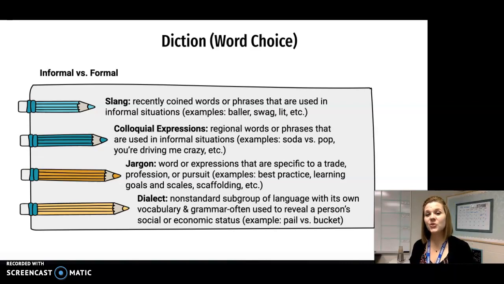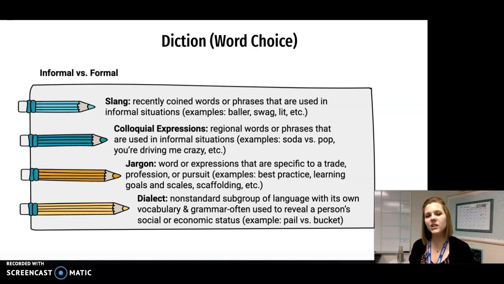You might also choose to include colloquial expressions, or regional words or phrases that are used in informal situations. Examples would be using soda versus pop, or phrases like, "You're driving me crazy." You could choose to include jargon, or words or expressions that are specific to a trade, profession, or pursuit. An example would be, in teaching, we talk about best practices or learning goals and scales or scaffolding.